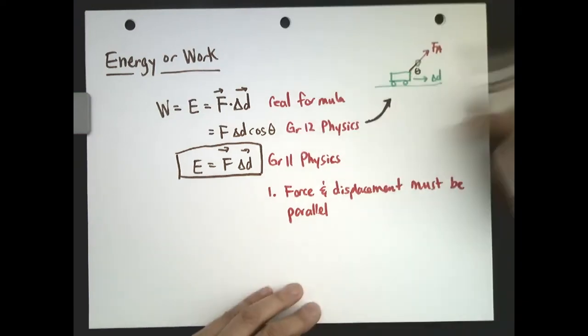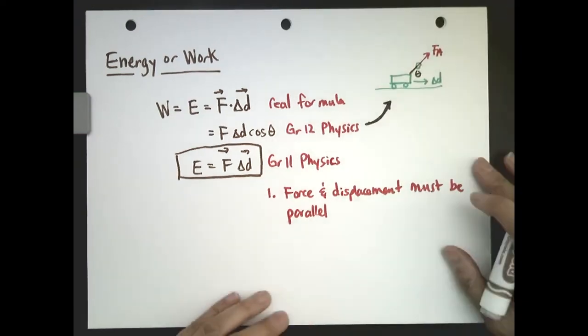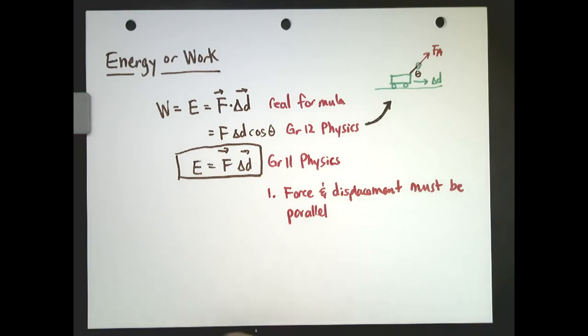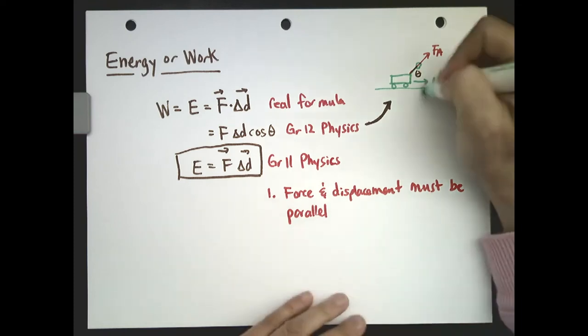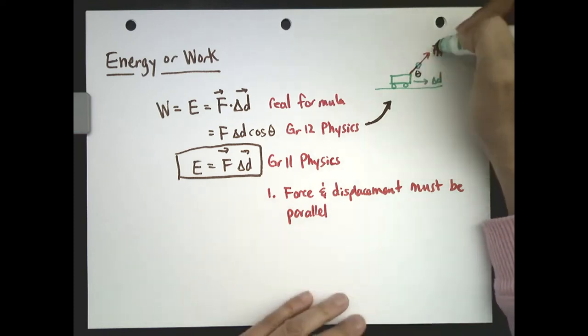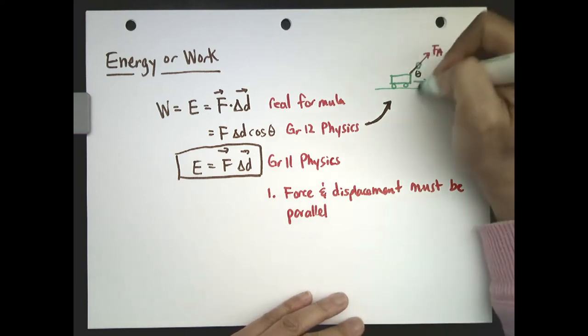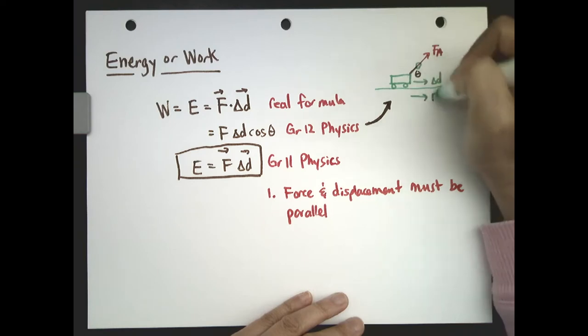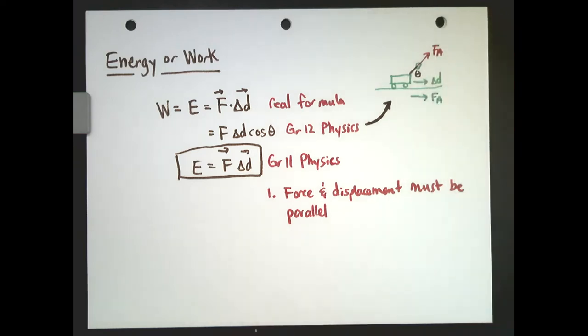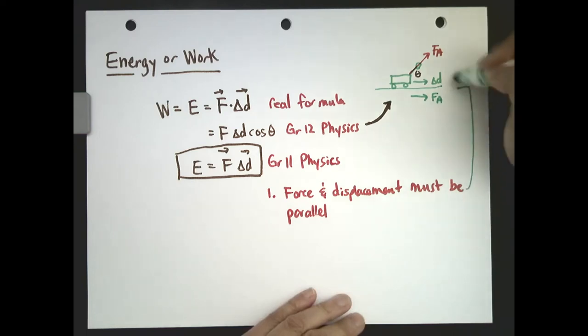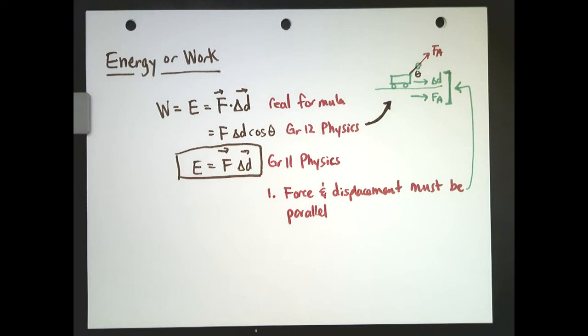Okay, we're not going to do this in grade 11. We're going to assume that for grade 11 only, your applied force would actually be parallel. So that means instead of having a wagon like this and having the angle for the handle, you're going to actually pull it this way. This would be for grade 11 only. So this here would be parallel.